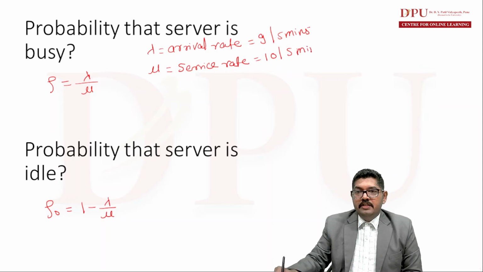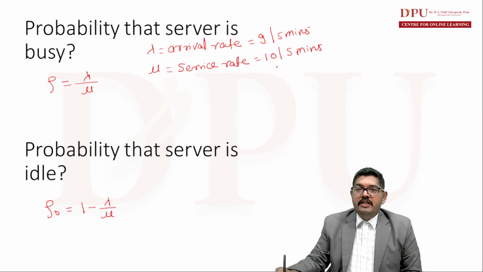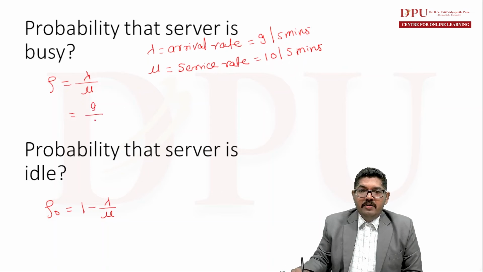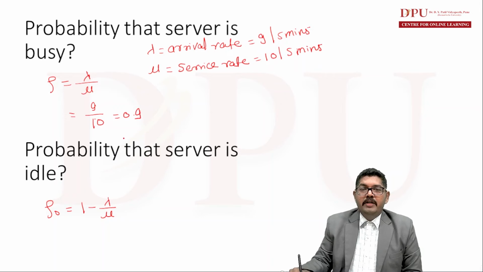So what does this indicate? The service rate is higher than the arrival rate, right? So there are chances that the server might be idle. Let us find out the probability that the server is busy. The 5 will get cancelled, so 9 divided by 10, that is 0.9, is the probability that the server is busy.